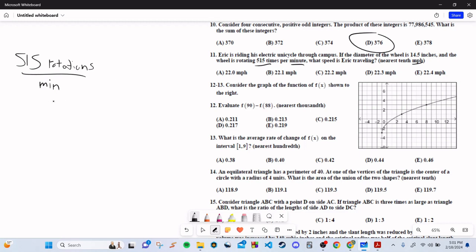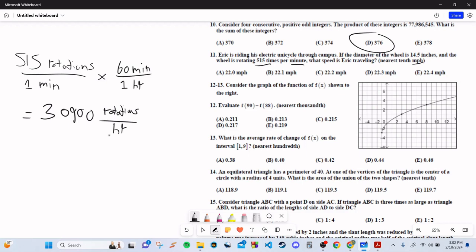Okay, so if we want to get to miles per hour, here's what we'll do. So there's 60 minutes in an hour. So to convert from rotations per minute to rotations per hour, we're going to multiply by 60. And so that would get us 30,900 rotations per hour. Sorry if I'm clearing my throat a lot. I'm a bit sick. But yeah, 30,900 rotations per hour.